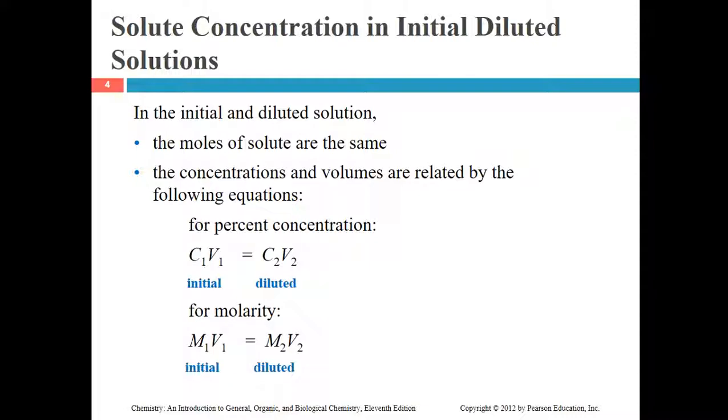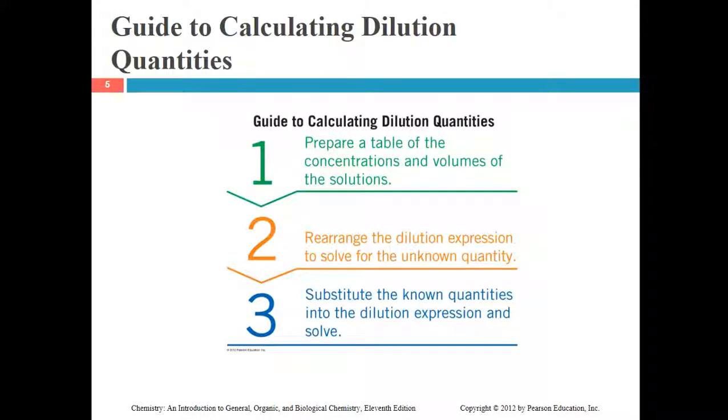So our math, you will notice the similarities. It's the concentration of the first times the volume of the first equals the concentration of the second times the volume of the second. And for molarity, M1V1 equals M2V2, and remember molarity did stand for concentration. So you can see that it really is the same formula that we're going to use for this section. So prepare a table with the concentrations and volumes of the solutions, rearrange the dilution expression to solve for the unknown quantity, and substitute the known quantities into the dilution expression, and solve.